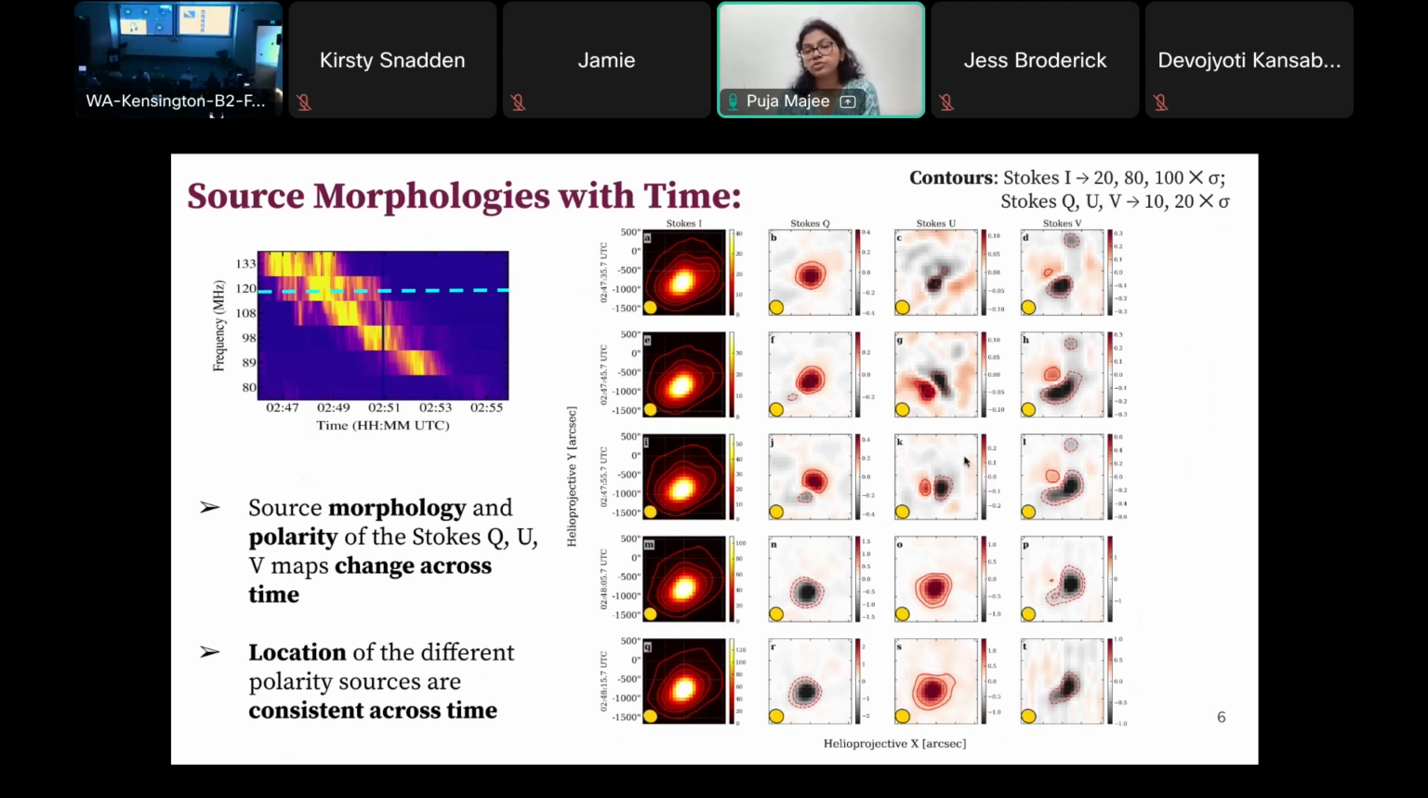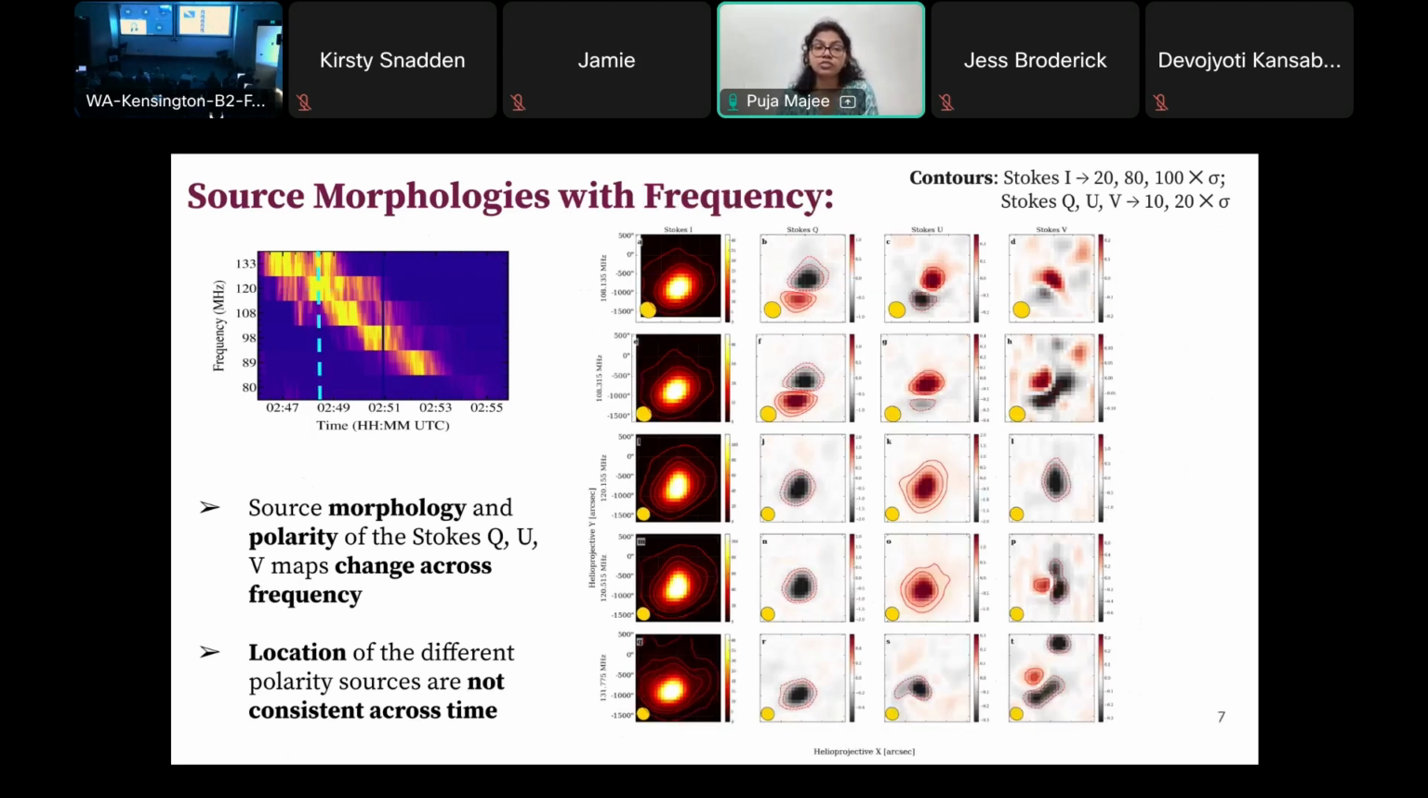But one thing to notice is that in the Stokes V images, the locations of these positive and negative sources are consistent over time. Now we did the same exercise to look at the source morphologies with frequency. How does that change with frequency? In this case as well, the Stokes Q, U, and V images show a lot of changes over frequencies. However, the locations of different polarity sources are not consistent, and the reason can be that they are coming from different parts of the shock as they are at different frequencies.